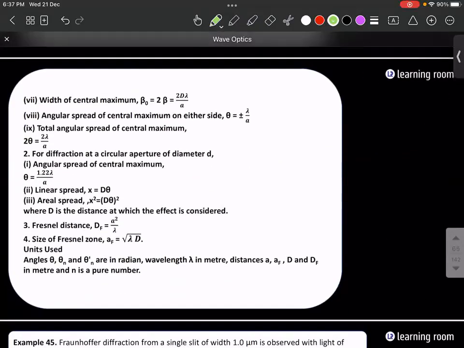Okay. Similarly, width of the secondary central maximum is always twice the width of any other maximum. So B naught is always equal to 2 times beta, which is given as 2 into lambda into capital T divided by A. Right. Similarly, the angular spread of central maximum on either side is going to be plus or minus lambda divided by A.